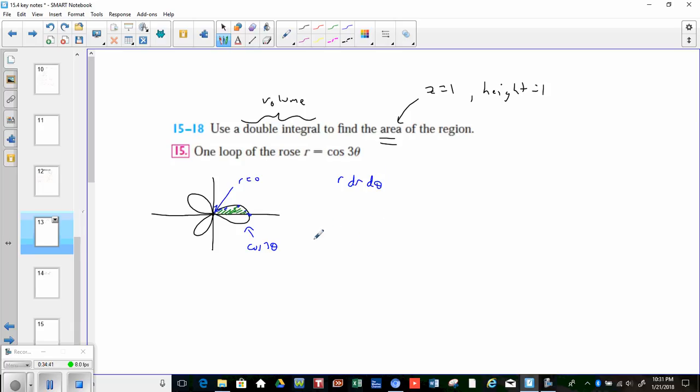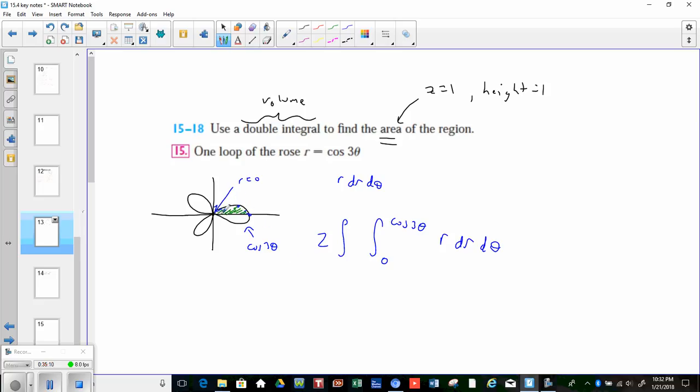All right. So I do know that my r is going to go from 0 out to cosine of 3 theta. And remember, this is just r dr d theta because z has to be 1 here. You have to have a height of 1 or a z-value of 1 in order for this to be area. It's what we're going to do here. Now I do know I'm going to double it because this is only going to be half of it. So let's see if we can figure out what this has to be.